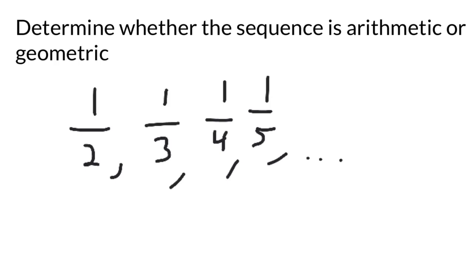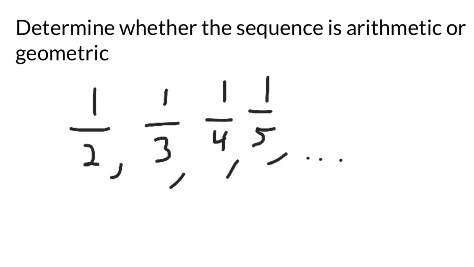For a sequence to be arithmetic, it needs to be either increasing or decreasing by a constant amount. So to go from 1/2 to 1/3, you've decreased a little bit. To go from, specifically, 0.5 to 0.3 repeating, you've gone down 0.17 roughly. And then to go from 1/3, which is 0.3 repeating, to 1/4, you've gone down to 0.25. So it's clear it's not arithmetic because we're not decreasing by the same amount each time.